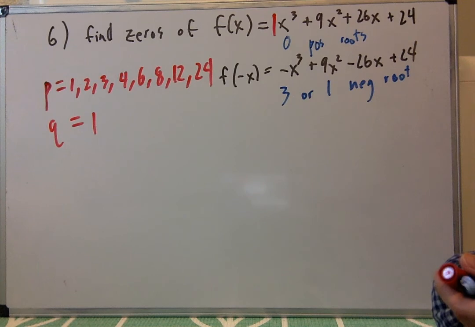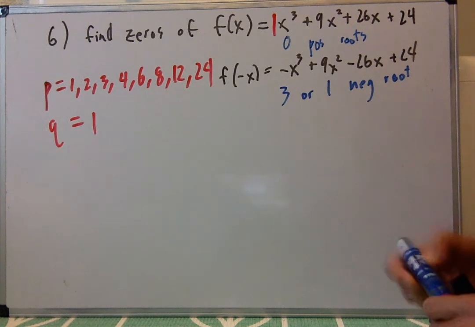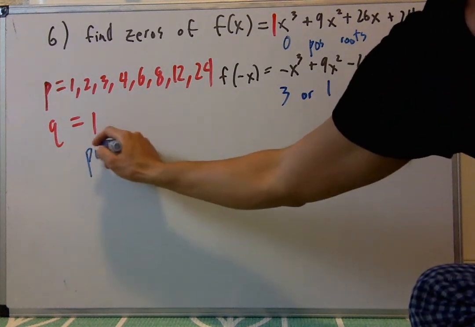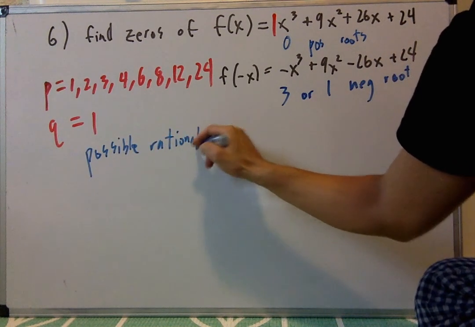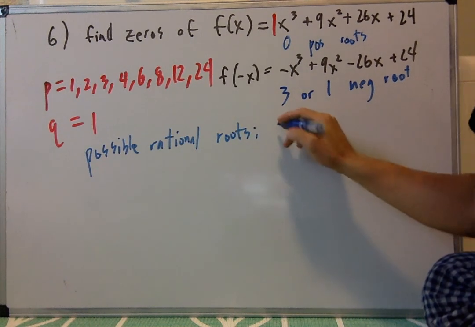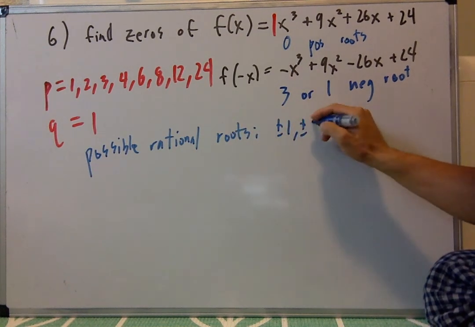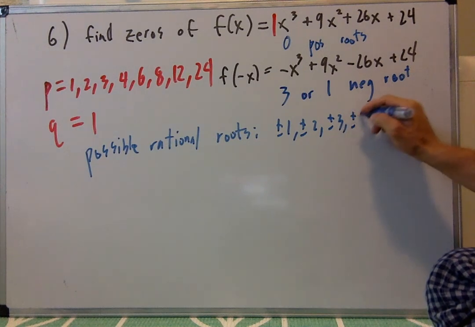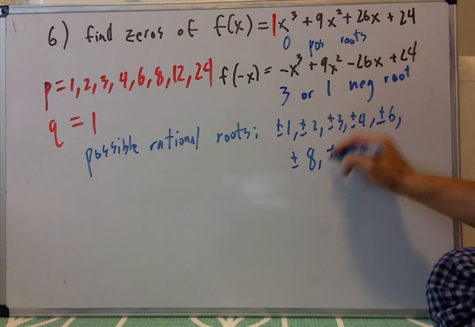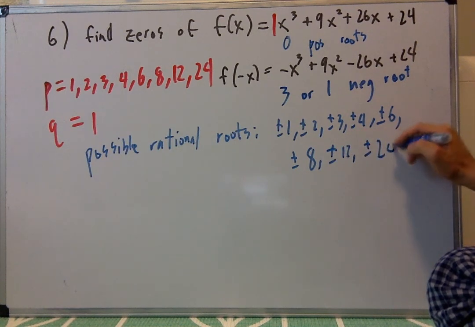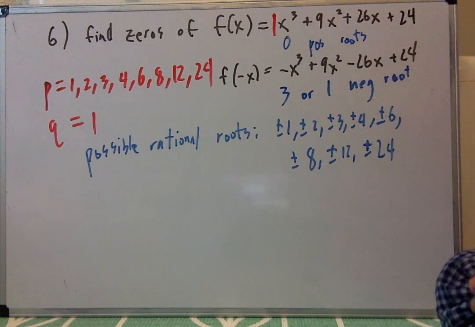So that means the possible rational roots are, let's write this down. Possible rational roots: plus or minus 1, plus or minus 2, plus or minus 3, plus or minus 4, plus or minus 6, plus or minus 8, plus or minus 12, and plus or minus 24. All right. Hopefully it's not one of the larger ones. So we're going to start with the smaller ones and see.